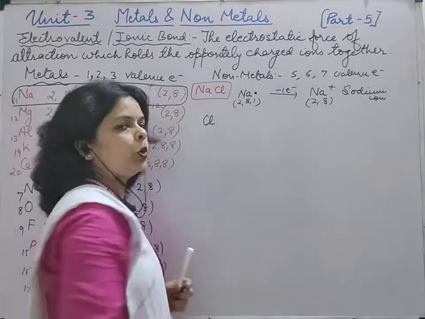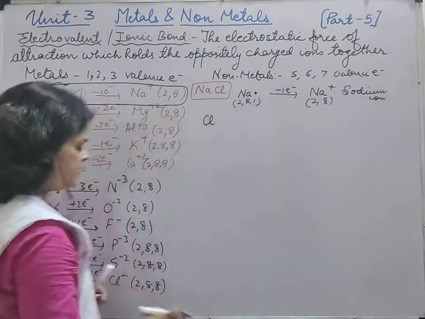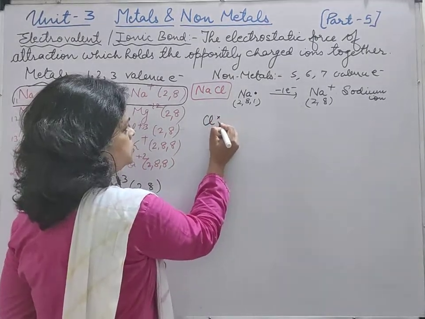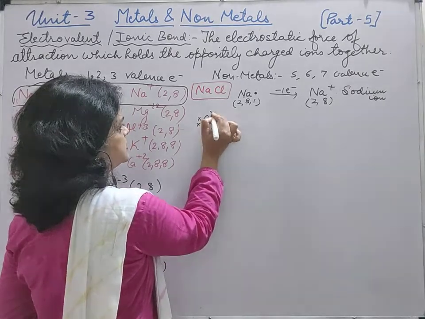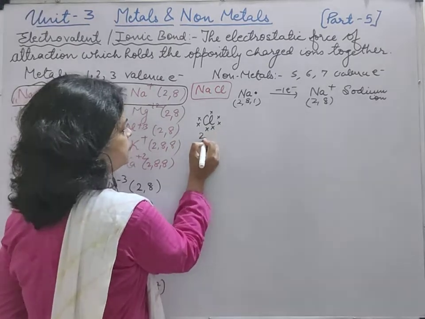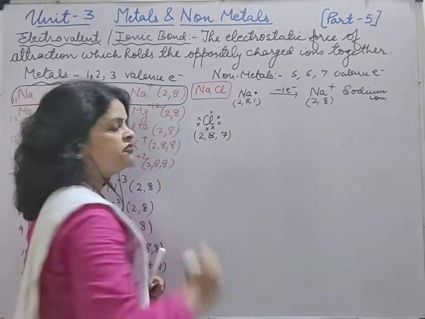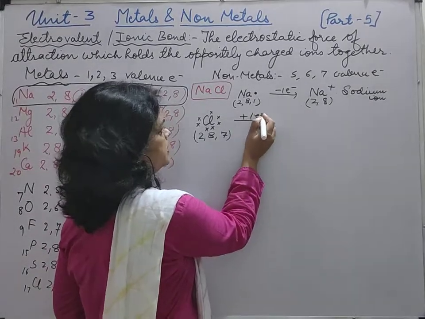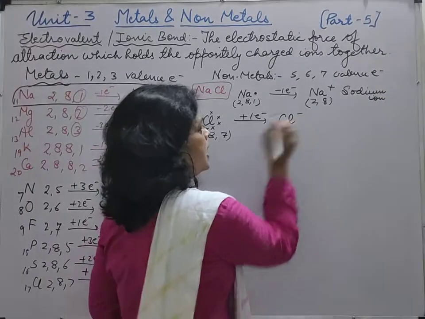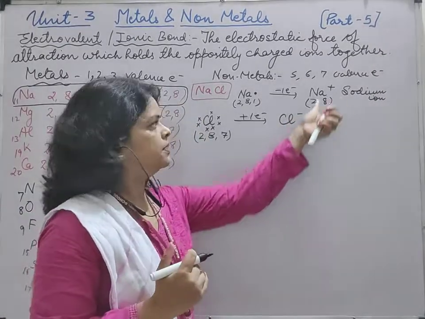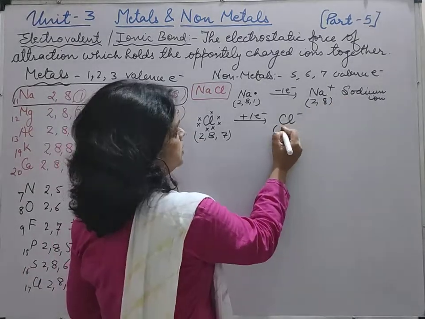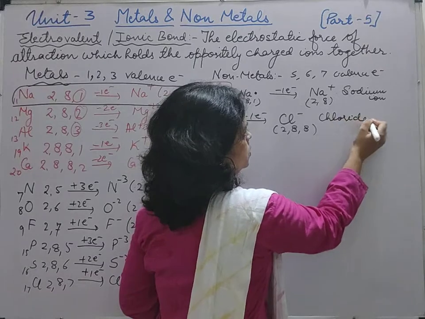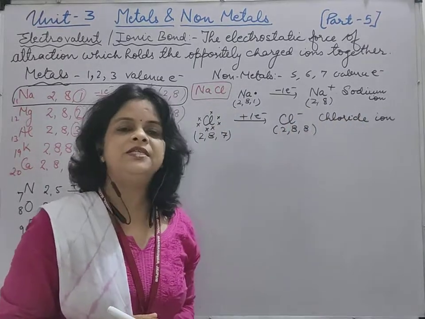Similarly, the chlorine atom. How many valence electrons does it have? 7. So we represent it with 7 dots or 7 crosses: 1, 2, 3, 4, 5, 6, 7. This is the chlorine atom and its configuration is 2, 8, 7. Now, if this chlorine atom accepts one electron, as we already discussed, it is going to form the chloride ion. When does a minus charge come? When gaining an electron. When does a plus charge come? When losing an electron. So the configuration becomes 2, 8, 8. The name of the species formed is the chloride ion.